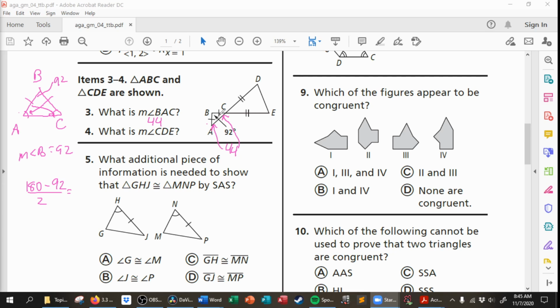As I pick a different shade of pink, give me just a second. So CDE means start at C, go to D, then E. So I am looking for this angle right here. Now, some people will say, well, there's not a single piece of information given here, and that's absolutely true. But we do know that this angle up here is 44.